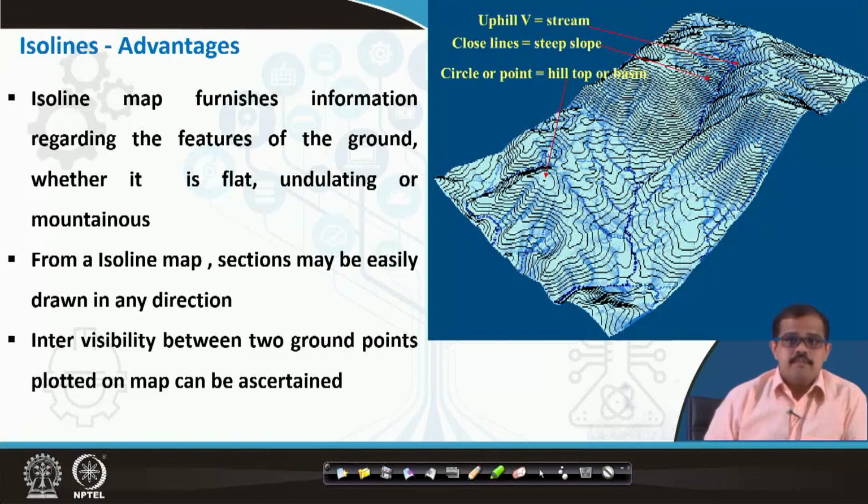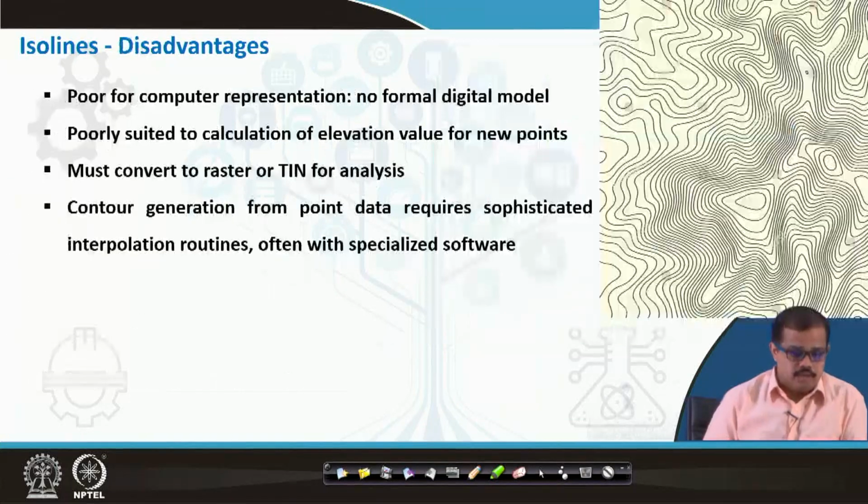From the isoline map, sections may be easily drawn in any direction. So, that is another point that you have to look at. Each section can be understood and drawn in different directions. Intervisibility between two ground points plotted on the map can be ascertained. So, this is of use to many applications. Intervisibility of any two ground points can be plotted and ascertained if you have an isoline model.